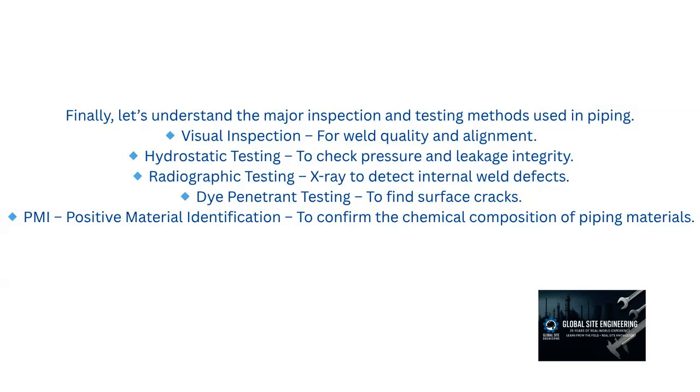Finally, let's understand the major inspection and testing methods used in piping. Visual inspection, for weld quality and alignment. Hydrostatic testing, to check pressure and leakage integrity. Radiographic testing, X-ray to detect internal weld defects. Dye penetrant testing, to find surface cracks. PMI, positive material identification, to confirm the chemical composition of piping materials.